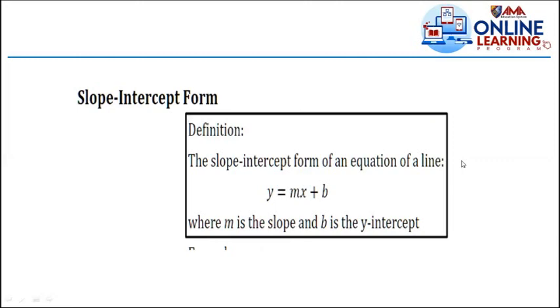So next we have your D, the slope-intercept form. So this is now your definition. The slope-intercept form of an equation of a line, the formula is y is equal to mx plus b, where m is the slope and b is the y-intercept. So that's our formula.